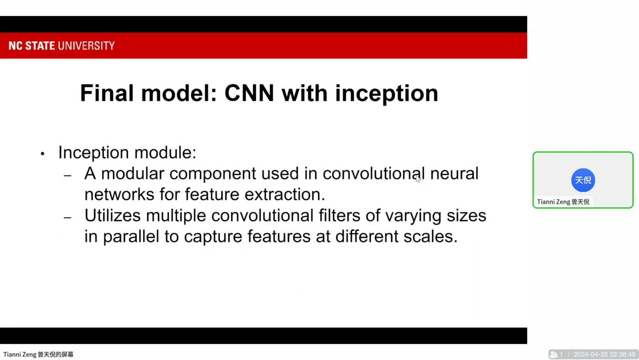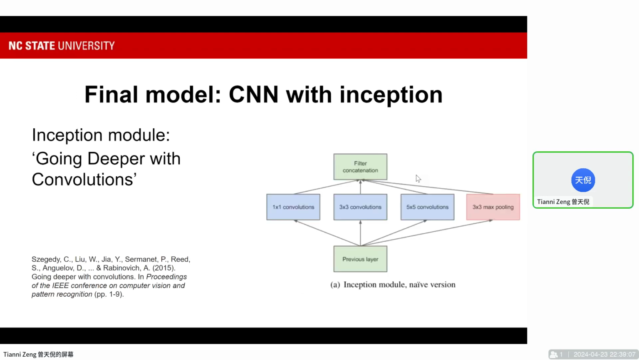It is a CNN with inception. First, let me introduce the inception module. This is a module component used in convolutional neural networks for feature extraction. This module utilizes multiple convolutional filters of varying sizes in parallel to capture features at different scales. As you can see on the right graph, in this module, when the data comes in, they are put in parallel into 3 convolutional paths of different kernel sizes and a max pooling path.